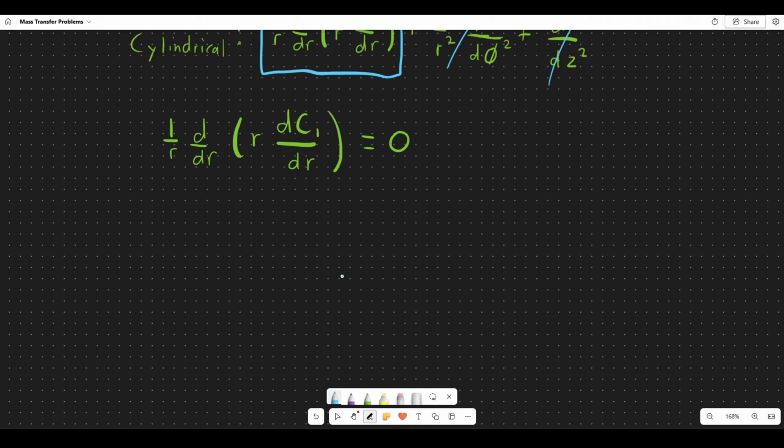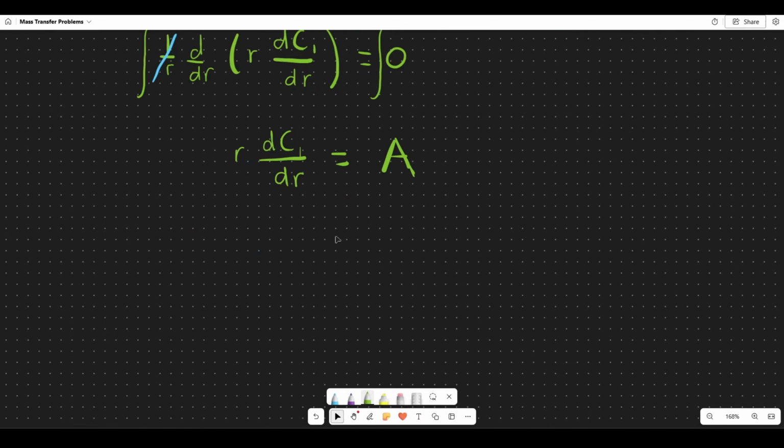This one basically goes to 0, right? Let's imagine that we multiply both sides by r. That one goes away. And so what we can do is take the integral of both sides, right? What do we get? We get r dC1/dr is equivalent to some constant a, right? Because when you take the integral of 0, you get some constant. Perfect. And so now we're going to divide both sides by r. You get dC1/dr equals a divided by r.